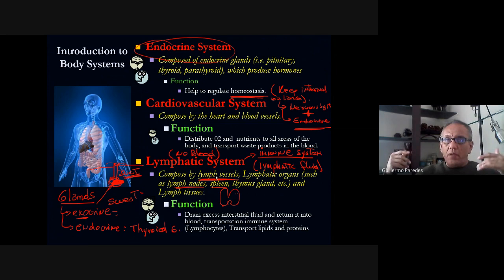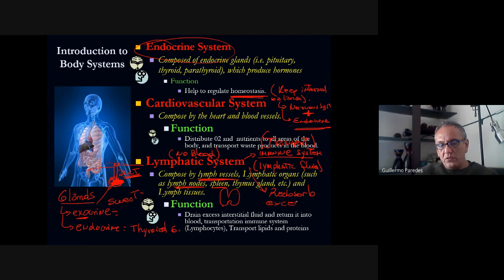There are three main functions of the lymphatic system. I'm going to mention two now. For the immune system, it is the transportation of the white cells through this El Camino Real. And the other function of the lymphatic system is to reabsorb excess water. So what does that mean?